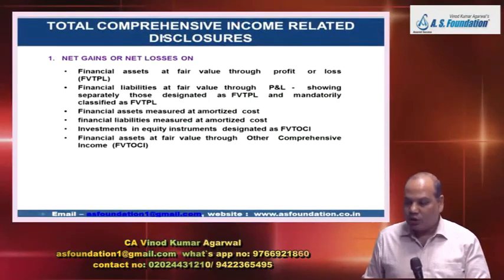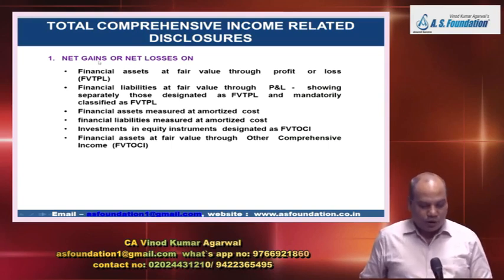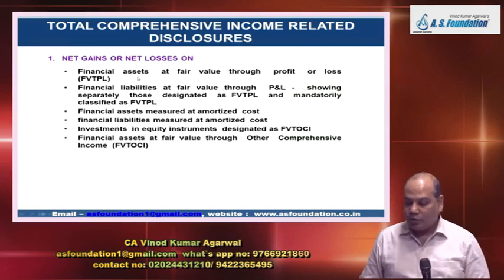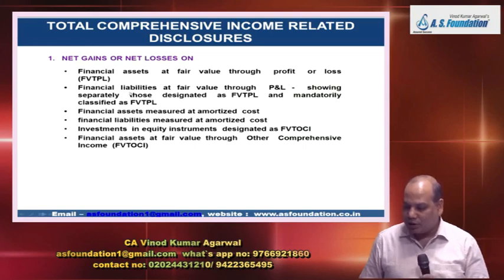Now we'll come to disclosure requirement relating to total comprehensive income, which means profit and loss. So here we have to give disclosure about net gain or loss. What are the net gain or loss possible in this chapter? Mostly those instruments which are measured at fair value, their change in fair value goes through P&L account, like FVTPL instrument, asset, FVTPL liability. And you have to give separate disclosure for designated instrument and mandatory instrument.